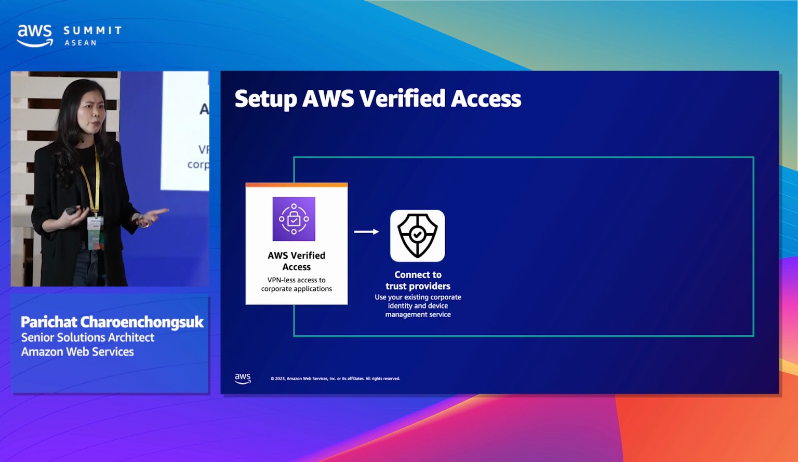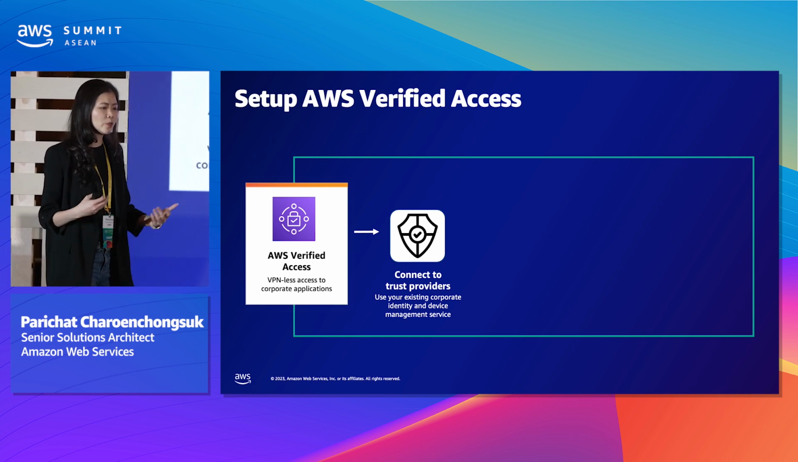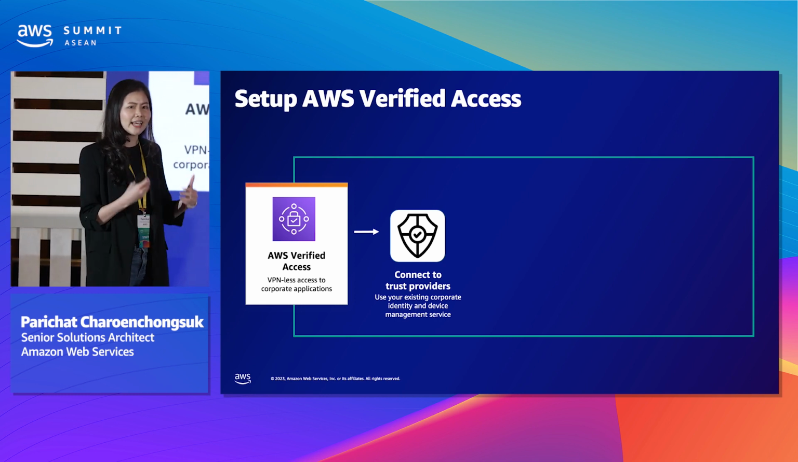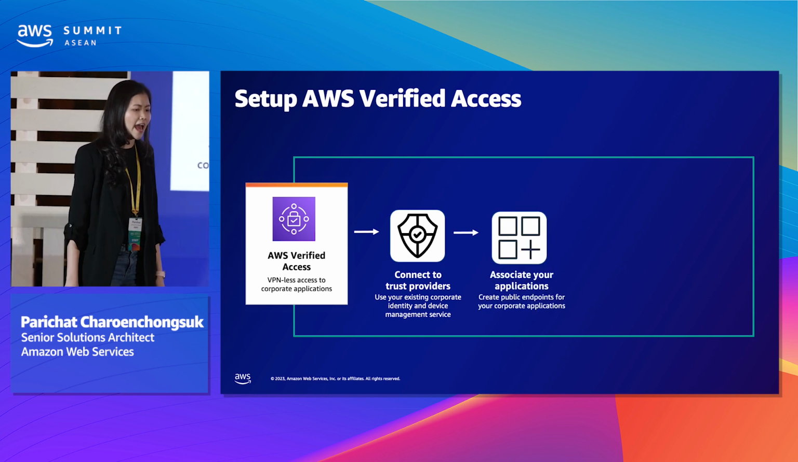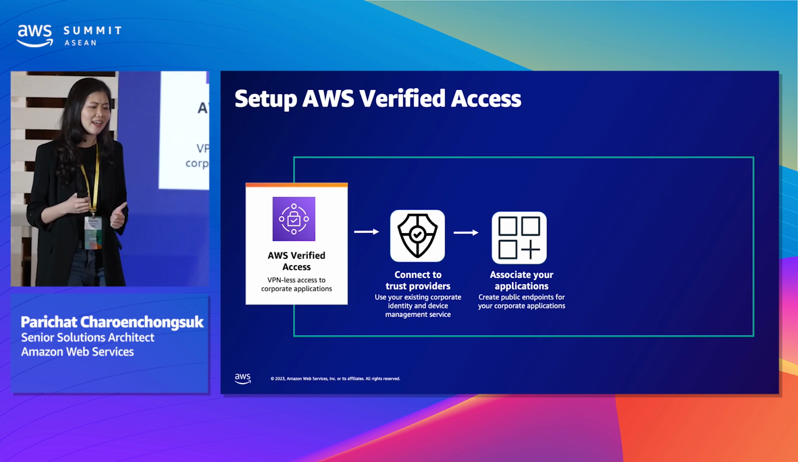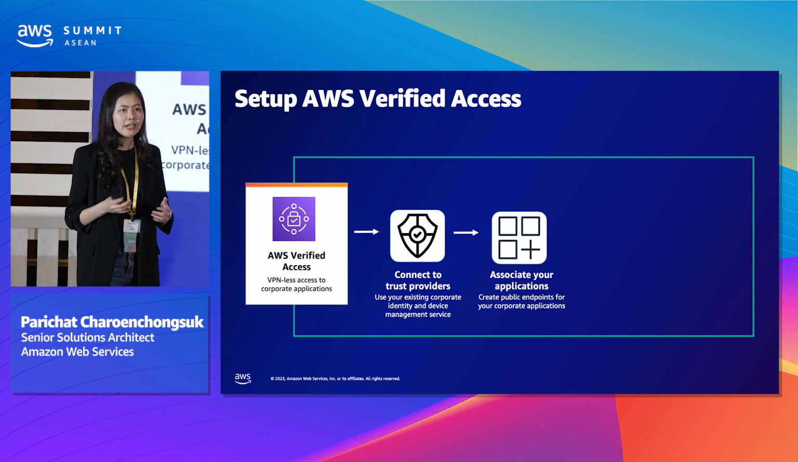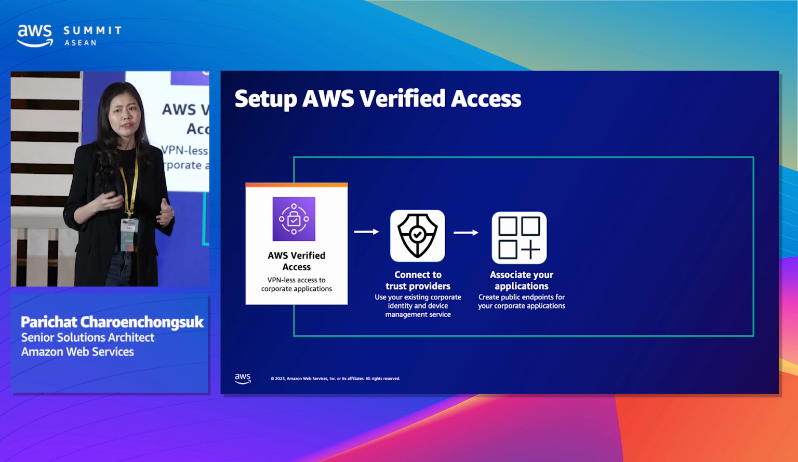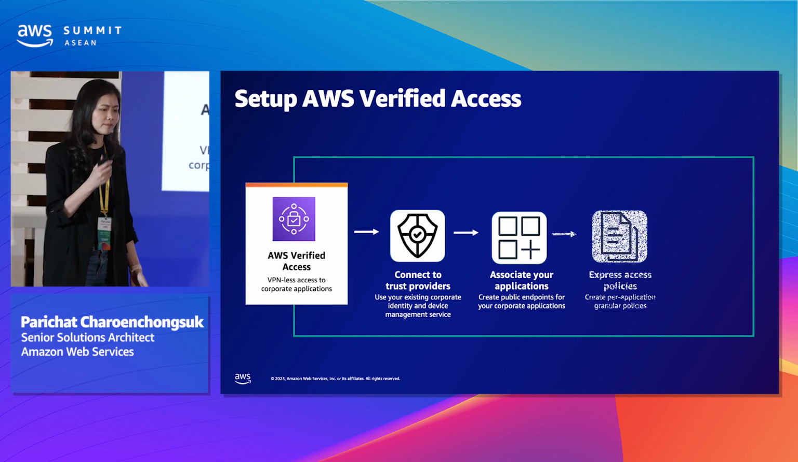Then connect it to our partner that I talked about earlier, right? So Verified Access can get the data from them. And you associate your application to Verified Access. You can associate your application, either running in different VPCs or different AWS accounts.